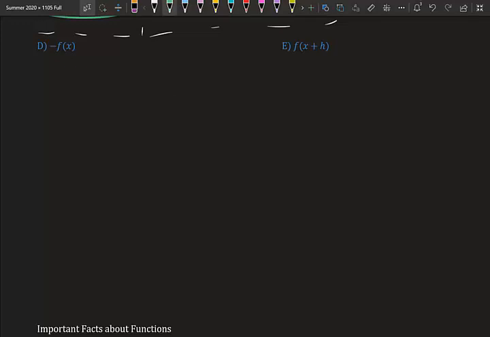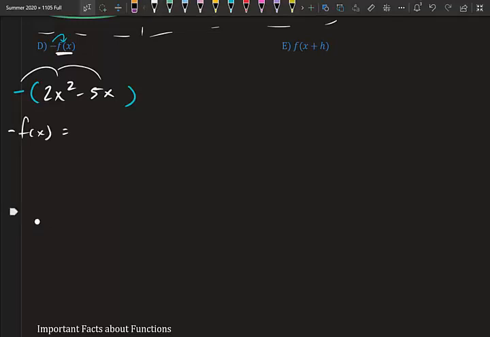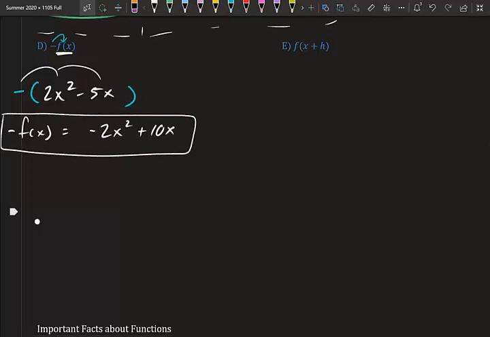Welcome back. So it's on the outside. Since it's on the outside, that means it's going to stay on the outside. So negative times the function. So the function is 2x squared minus 5x. We're going to distribute. So negative f of x equals negative 2x squared plus 10x. Awesome.